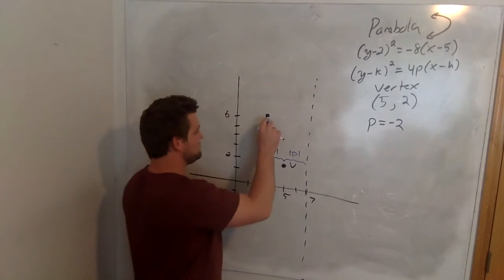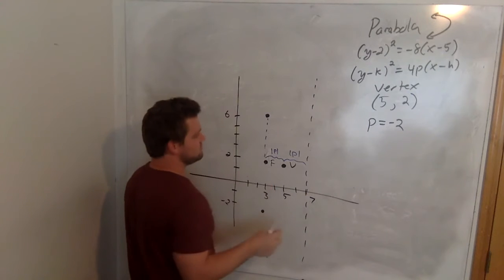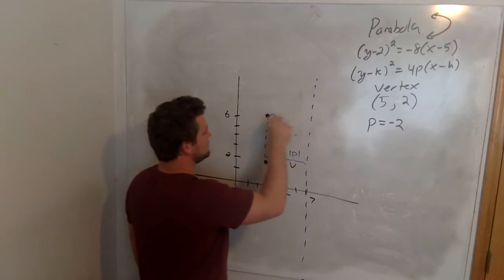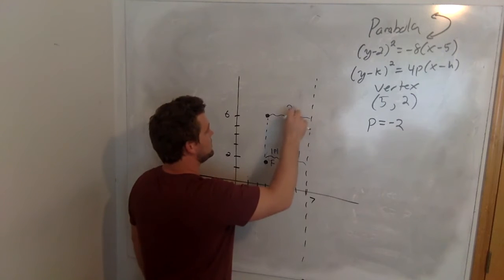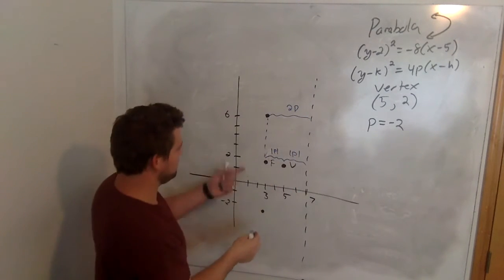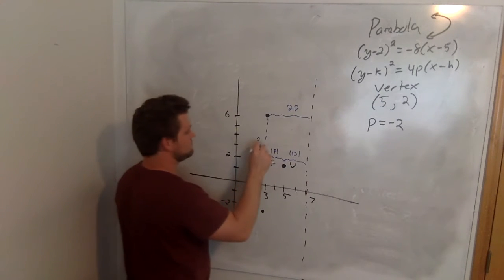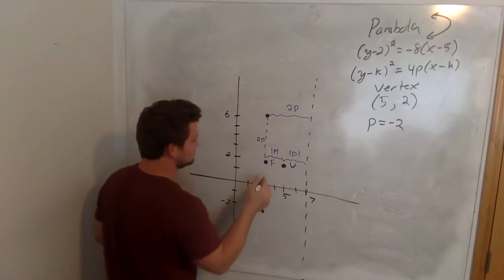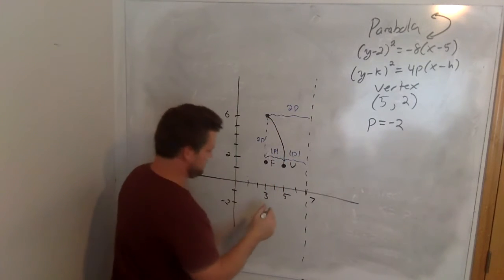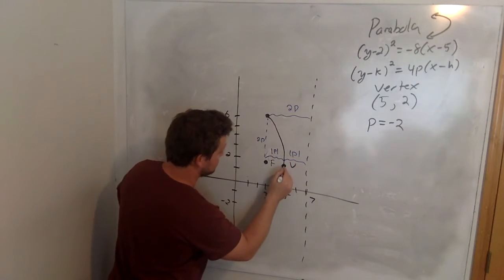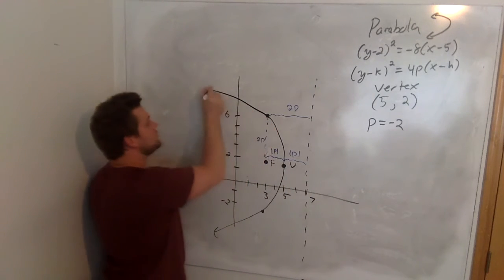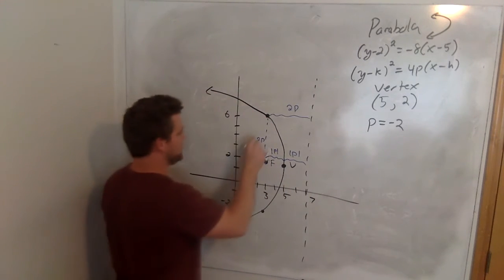Okay, well, the distance from here to here is 2p. This is 2p. Why is this a point on our parabola? Well, if the distance from here to here is 2p, the distance from here to here, I hope you see, is also got to be 2p. And similarly down here. So here we have our parabola. I should say absolute value.